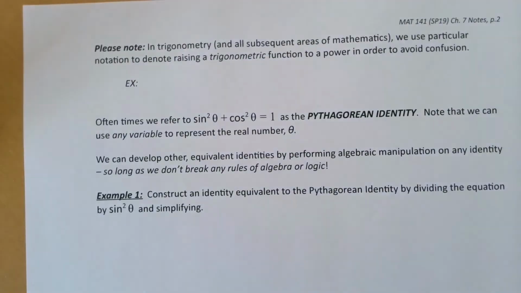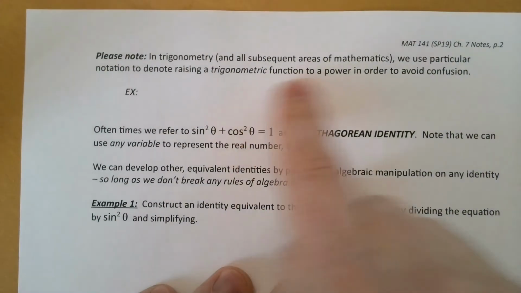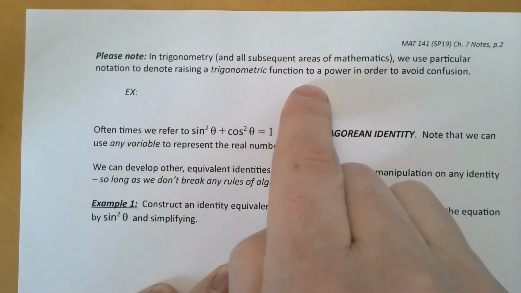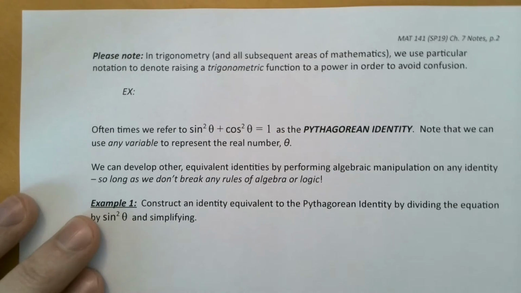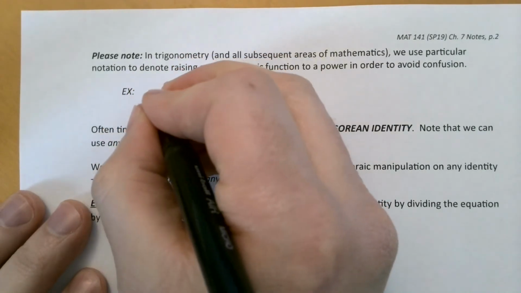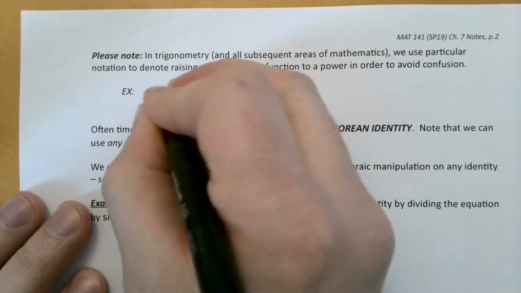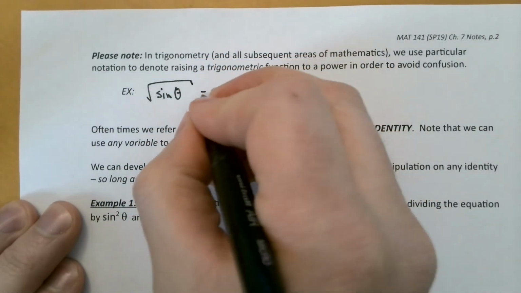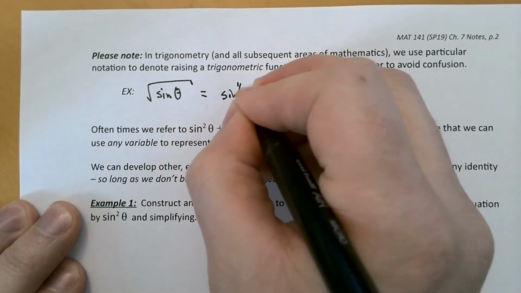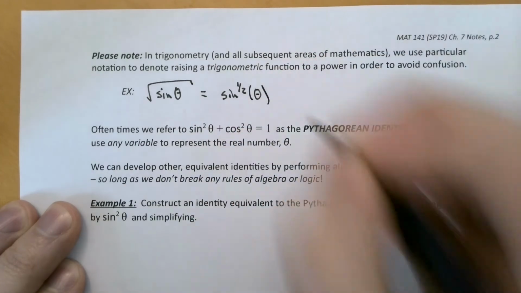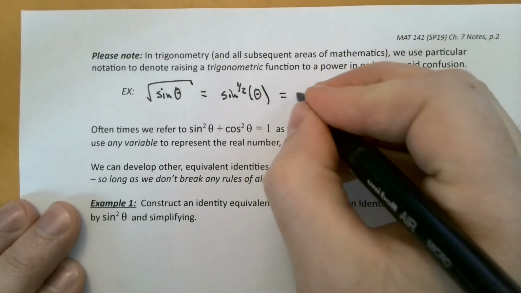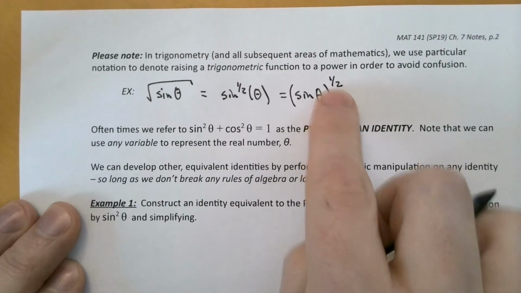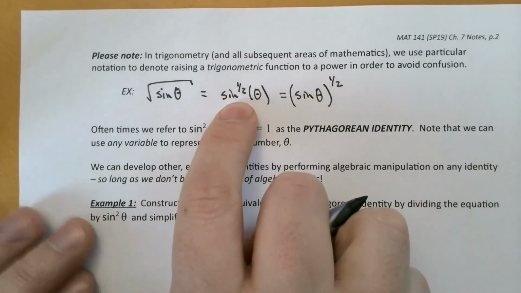In trigonometry, and then all subsequent areas of mathematics, we use particular notation to denote raising a trig function to a power to avoid confusion. So if I want, say, the square root of sine, and I want to write it in exponential notation, I would write it like this: sine to the 1/2 power of theta. That's similar to writing sine of theta in parentheses to the 1/2 power. We just tend to use this one. This is the preferred one.